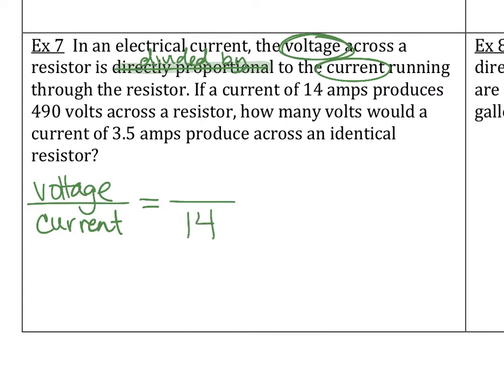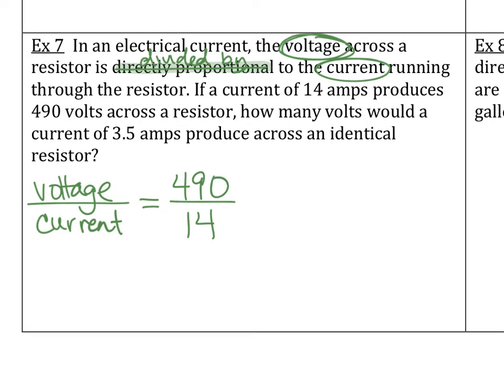And what would be at the top? 490. Wait. Adrian, how did you know 14 would go in the bottom? Because it says current. Current is a current of 14. It says a current of 14 amps. Yeah, you may not know that amps are a current, but it says a current of 14, and we said current is in the bottom. And then 490 volts, that's voltage, so it goes in the top.